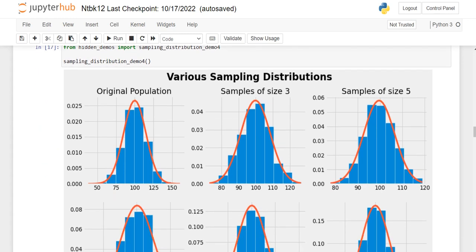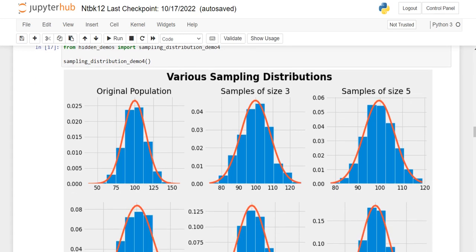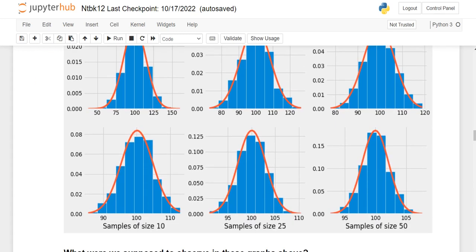Okay. So here is a normal population. So the population is bell-shaped. So of course all the sampling distributions are also bell-shaped, and we get a cleaner looking bell when we have larger sample sizes. Yes, that is true.